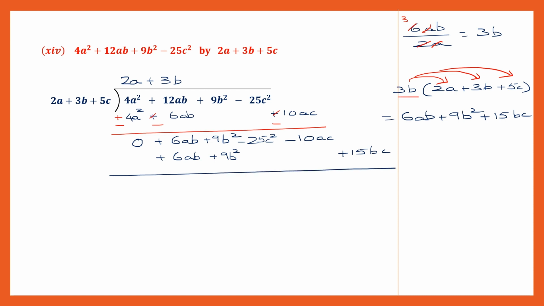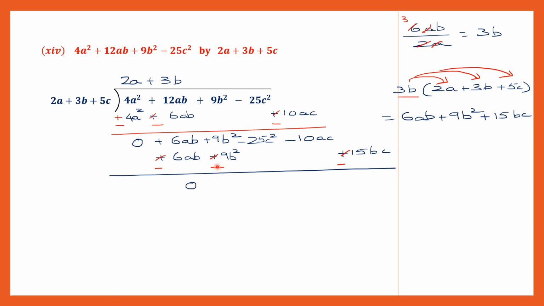So again here the signs will all change. Plus will become minus, this plus will become minus, and this plus will also become minus. So here we have plus 6 minus 6, so AB gets cancelled, so that is 0.